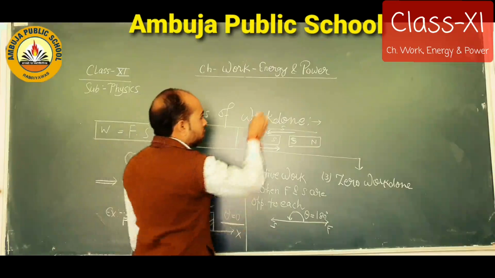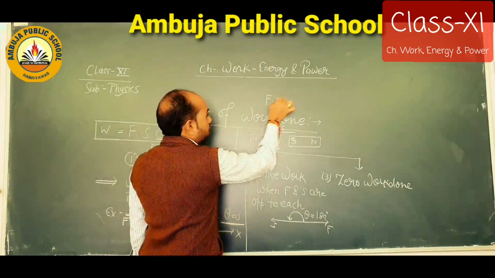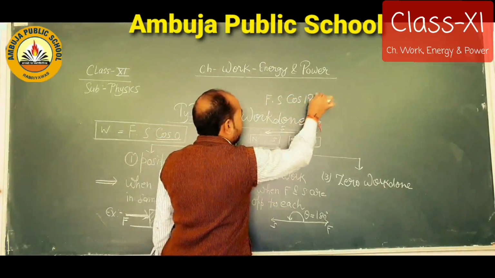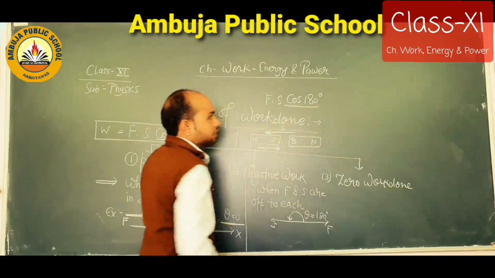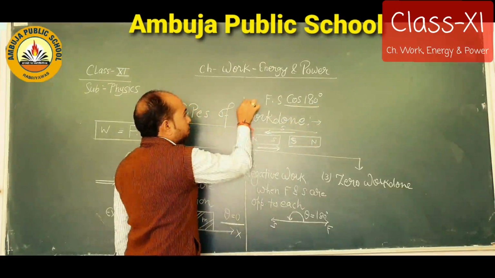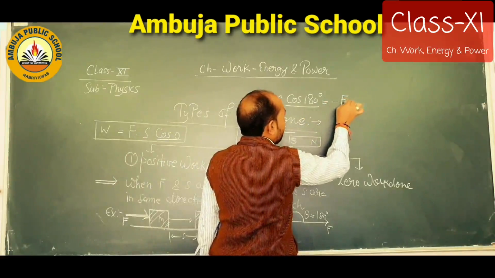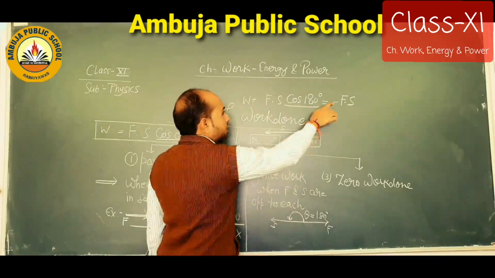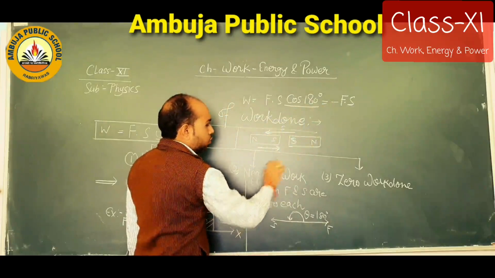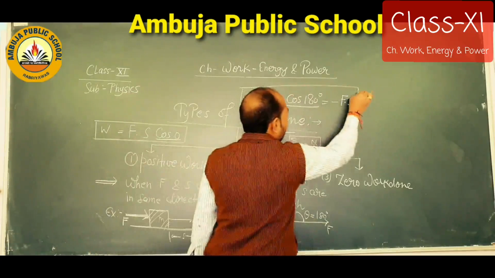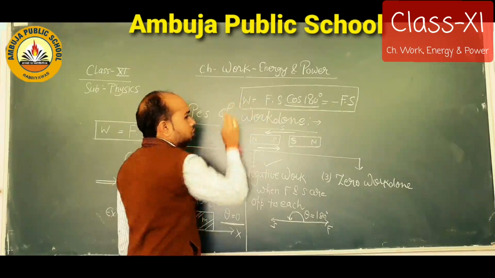If we come to the formula, F dot S and cos of 180 degree. As we know, cos 180 is equal to minus 1. So in this situation, what we get is minus F dot S. Because of this negative sign, this work done is said to be negative. Okay, so this is the second identity, which we use to solve the numericals.